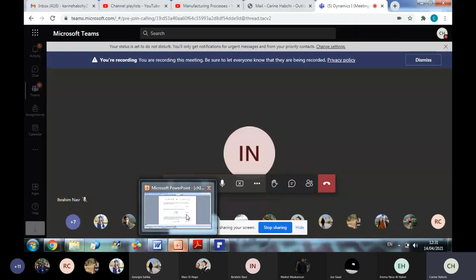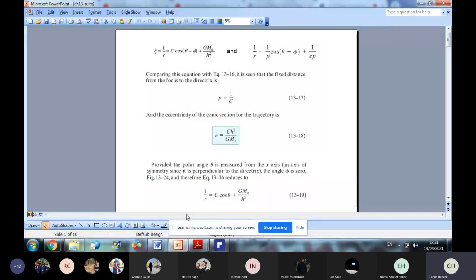We will end the material of chapter 13 today and start to do problems. So last time we have seen together that in case of central motion, we will have a conic shape. So here we got last time that the general expression will be of the form 1 over r equals 1 over p cosine(theta minus phi) plus 1 over the eccentricity times p. Okay, and then we said that when we compare these two formulas, we can detect the variables of our conic.